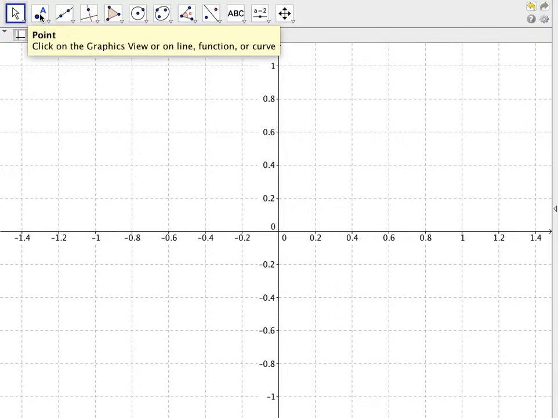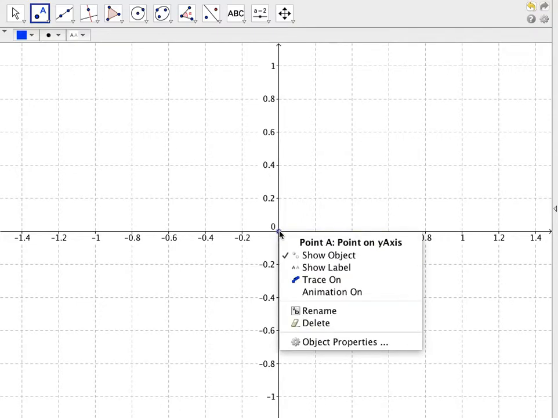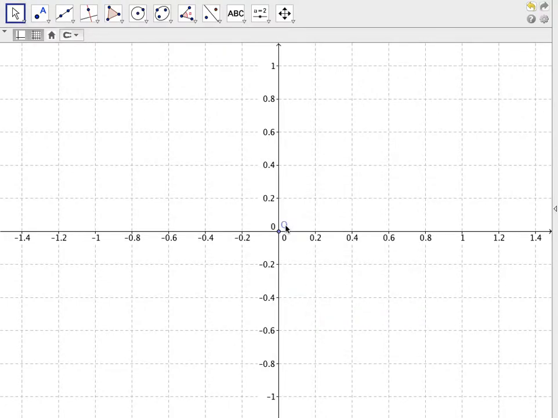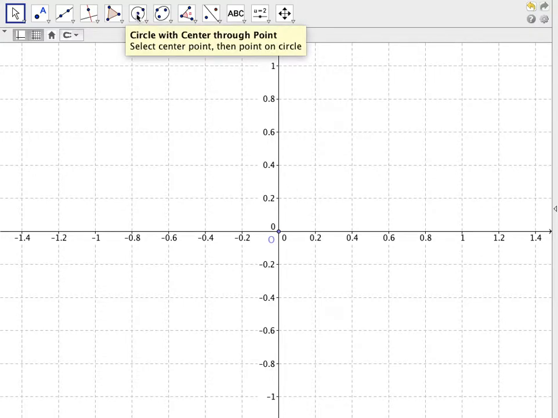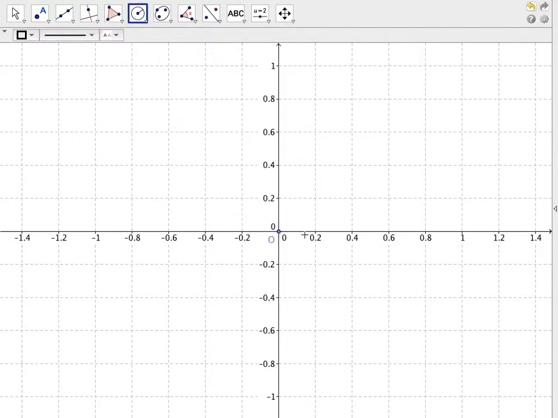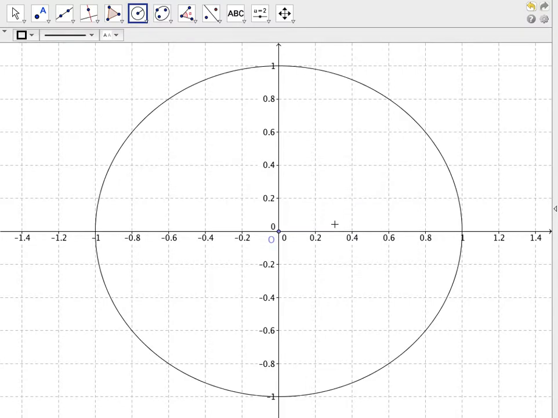Let's label this very center. I'm going to put a little point right here at 0, 0, and I'm going to call that point O. Next, let's create a circle with the center at 0, 0 and a radius of 1. There we go. And I'm going to put a little dot here at 1, 0.